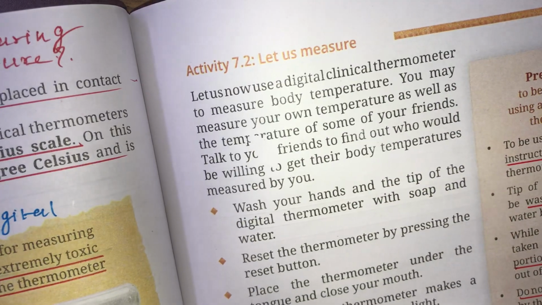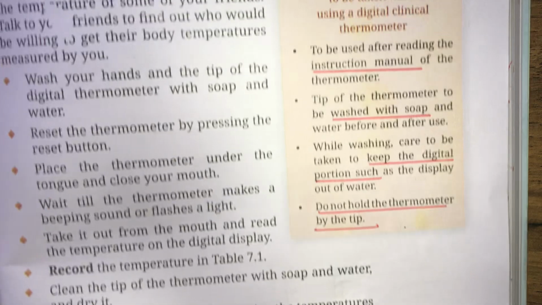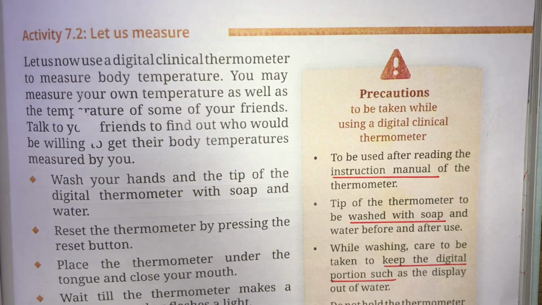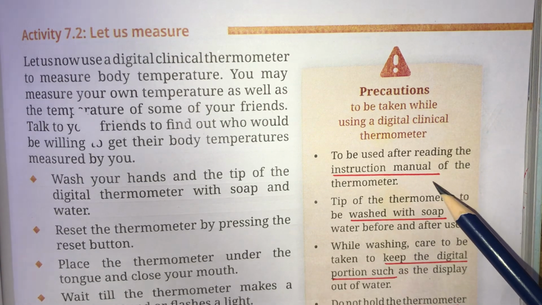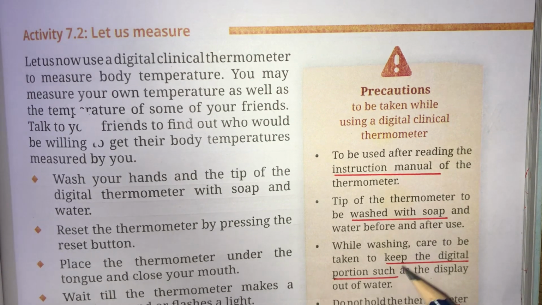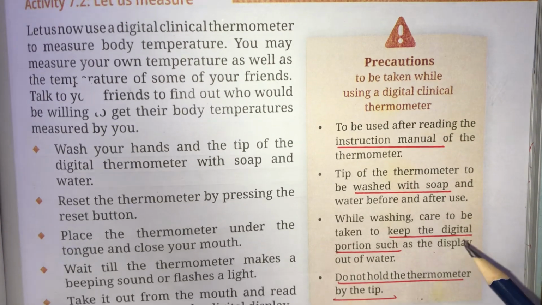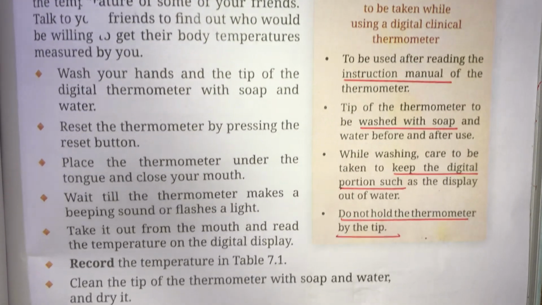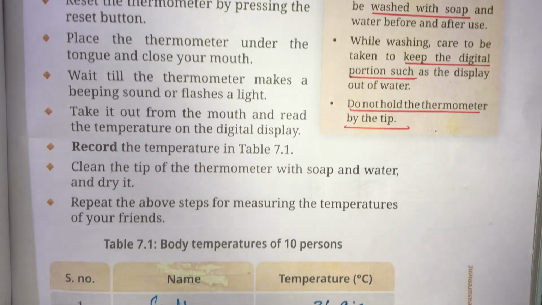The next one is an activity: the measurement of body temperature of different persons by using a thermometer. How to use the thermometer? The instruction manual is given with the thermometer. We have to wash the thermometer before and after the measurement. The washing is not supposed to touch the digital part. And do not hold the thermometer simply by the tip.